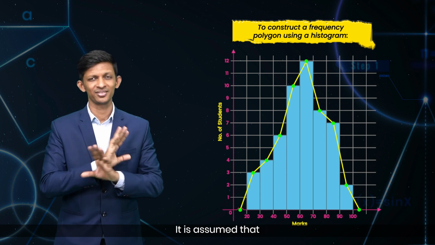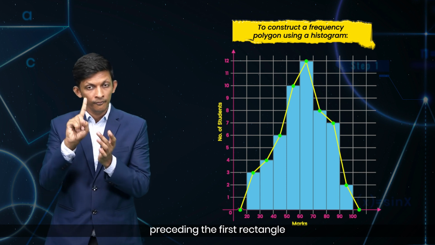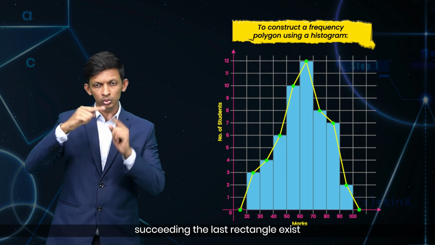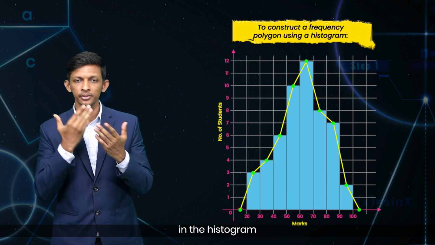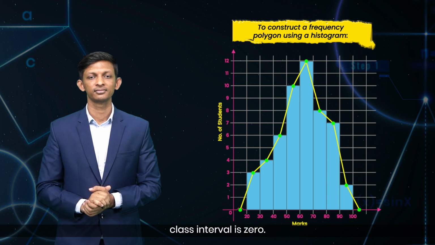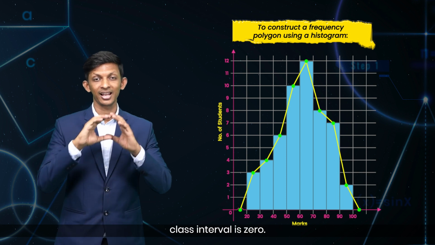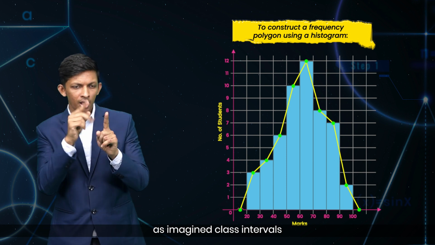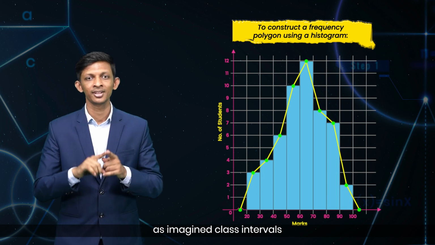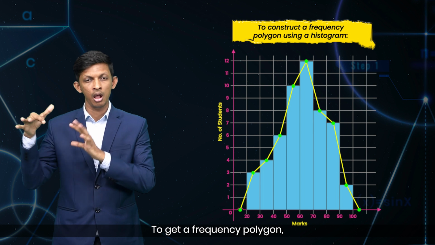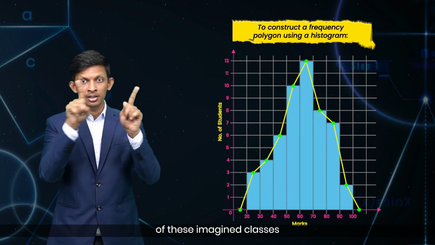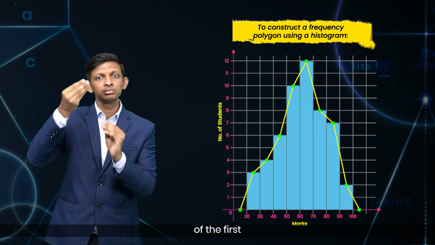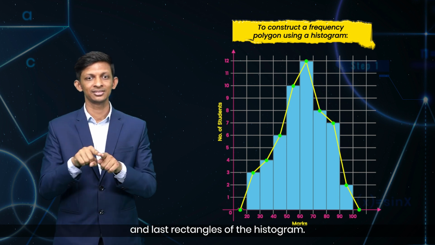It is assumed that the class interval preceding the first rectangle and the class interval succeeding the last rectangle exist in the histogram, and the frequency of each extreme class interval is 0. These class intervals are known as imagined class intervals. To get a frequency polygon, join the midpoints of these imagined classes with the corresponding midpoints of the upper sides of the first and last rectangles of the histogram.